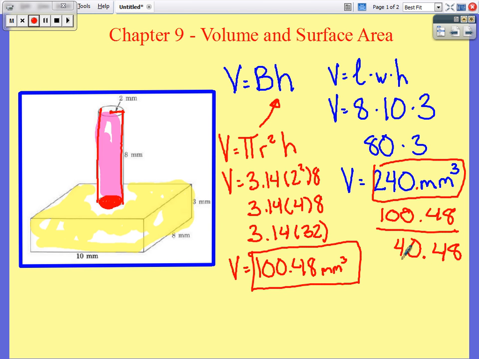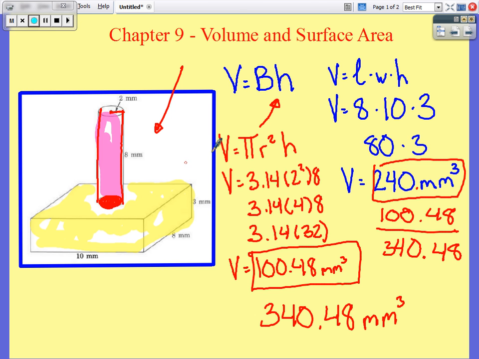0, 4, and 3. And let's put a nice label on this. So the volume of the entire shape is 340 and 48 hundredths cubic millimeters. All right. Well, what a great assessment question. It really shows a nice application of this skill. You're combining multiple formulas together.